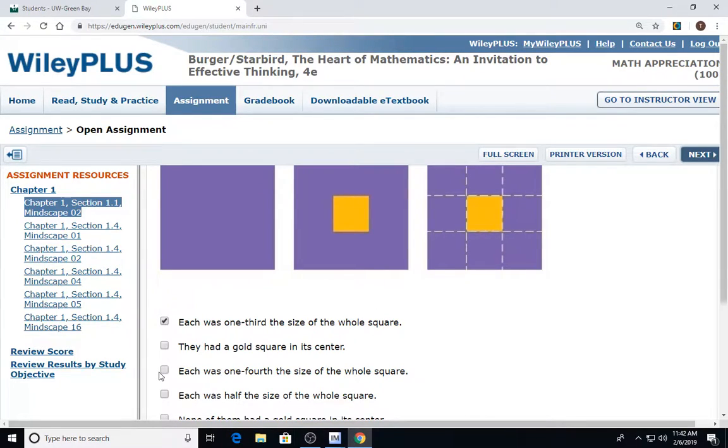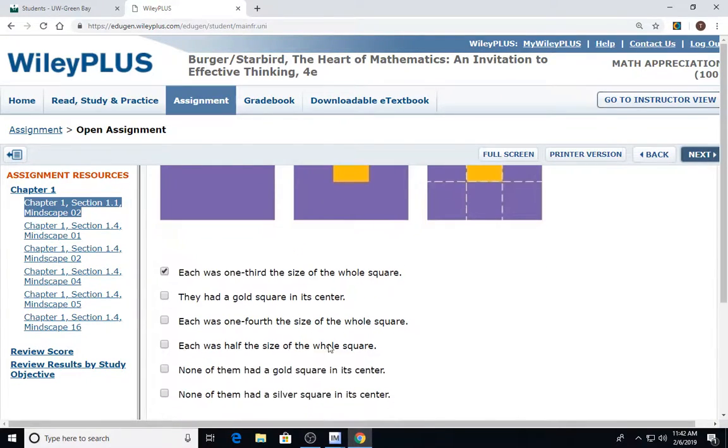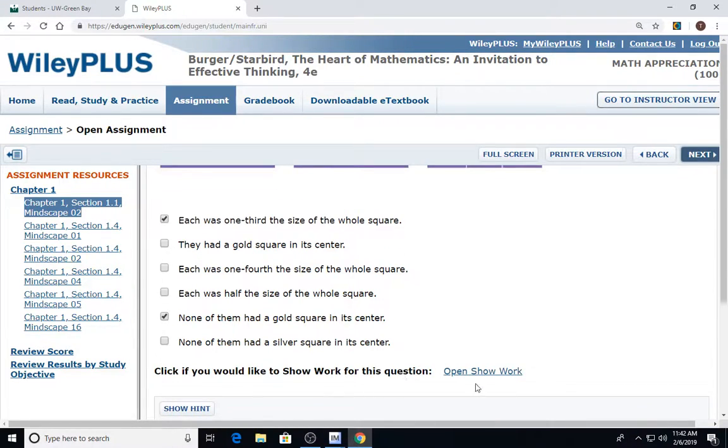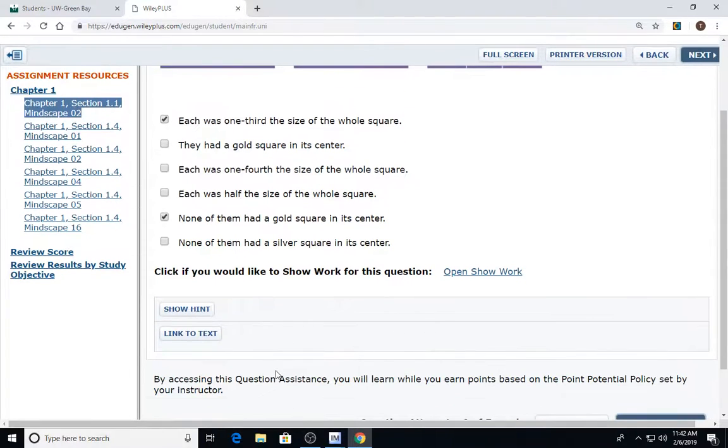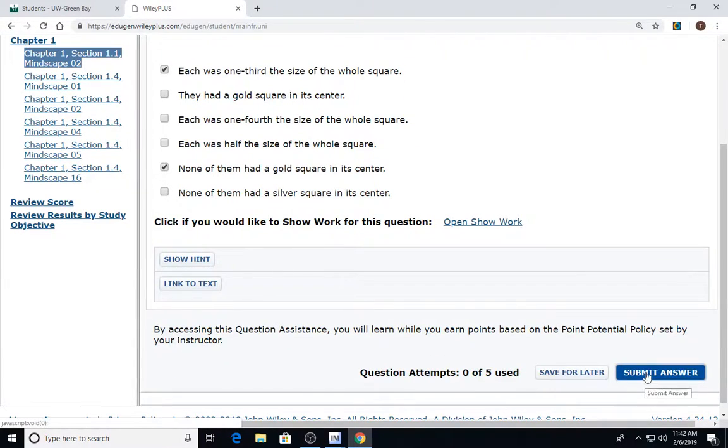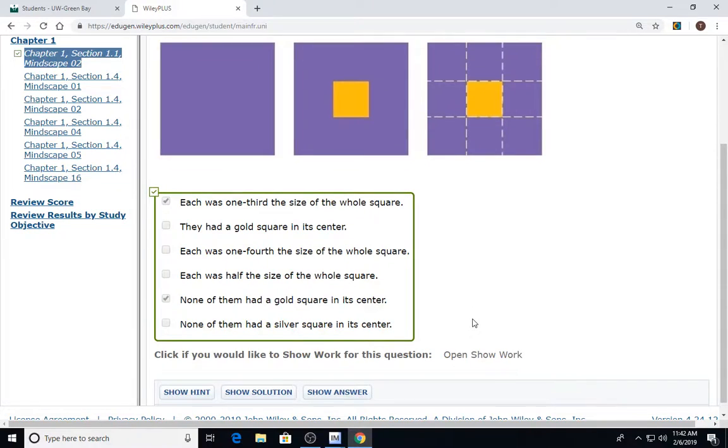Each one is 1/4 the size of the whole square. No, that's not true. It's not half the size of the whole square. None of them has a gold square in the center. That's true. Let's see if those are the ones. Those are the ones. Okay, so when you try to figure out what they're talking about on that problem, those are the ones that they're trying to get at.